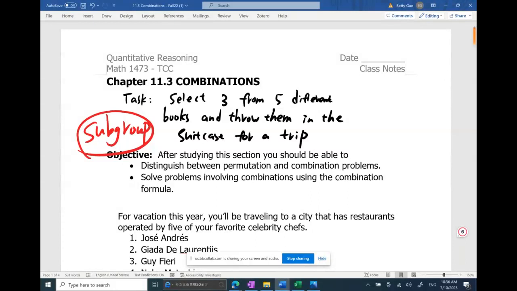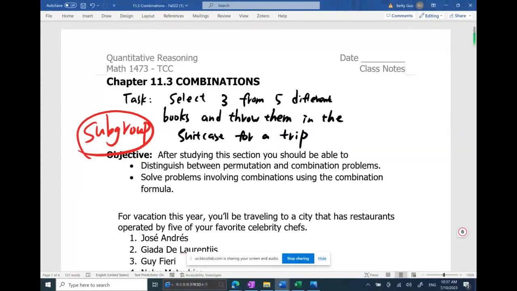You have 5 different books on the floor, and now you're going on a trip. You want to take some books with you. Let's say you take 3 books with you. Then you just randomly select 3. So the 3 books would be a subgroup of the total books. You choose a subgroup and then throw them in the suitcase.